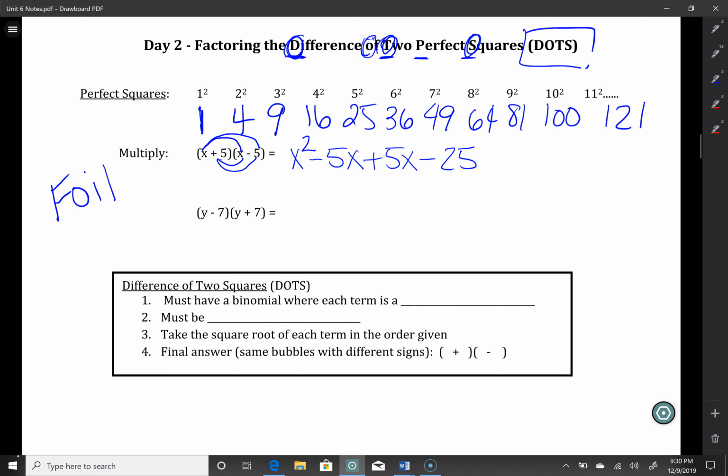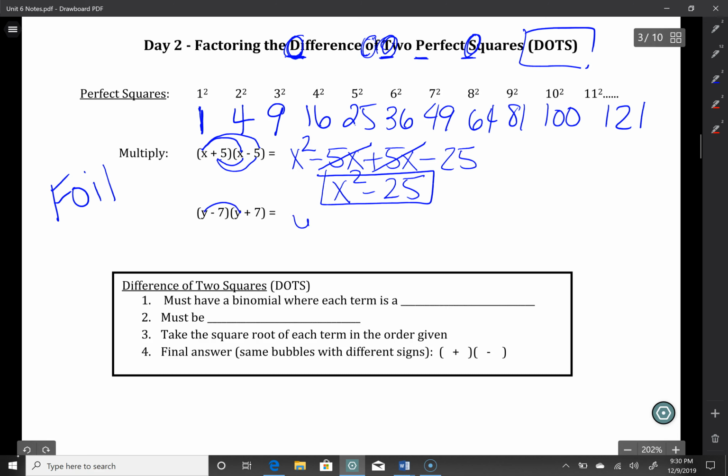When I FOIL these two things out, I notice negative 5x and positive 5x cancel each other out, so that simplifies to x squared minus 25. I'll come back to that in a second. Let's do the same thing for the next two factors. y times y is y squared. Then negative 7 and y, and 7 and y. And negative 7 and 7 give me a minus 49. Again, I notice these two middle terms are additive inverses and they cancel each other out.